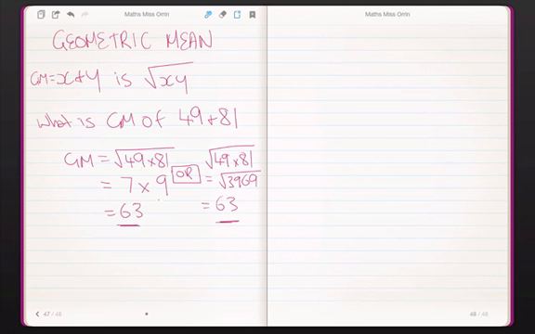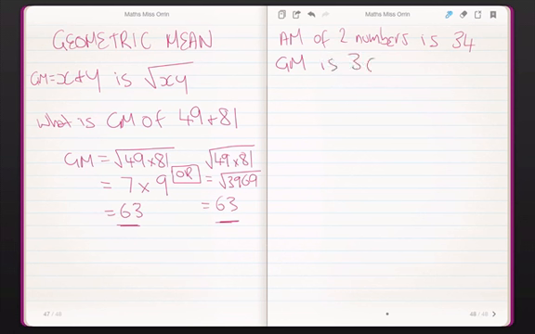So sometimes we'll be given some information and we can do this type of thing. We can find the geometric mean using simultaneous equations. So let's go up to the next page and have a go at that. So the question is going to tell us that the arithmetic mean of two numbers is 34. And the geometric mean of the same two numbers is 30. What are the two numbers? Okay? So we have to find these two numbers.